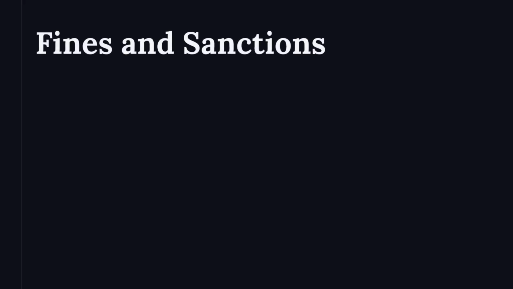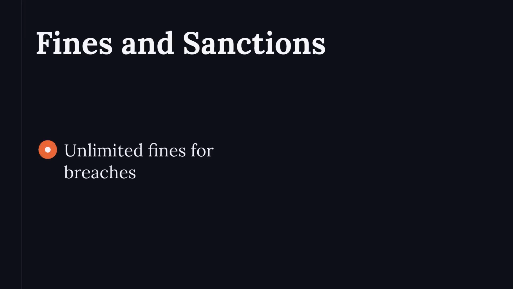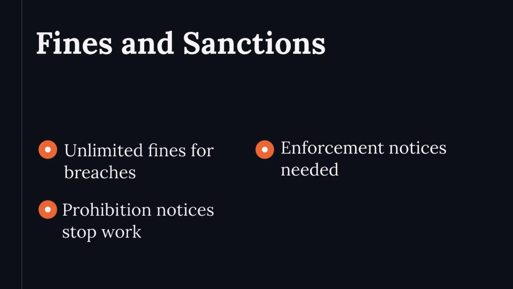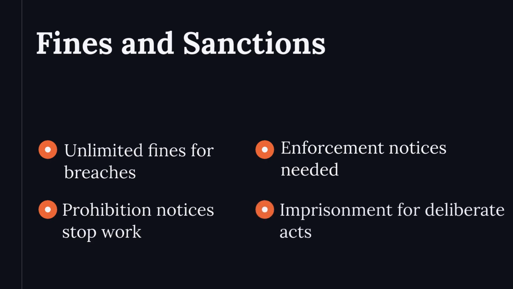Fines can be unlimited for serious breaches. Enforcement notices require compliance and cleanup. Prohibition notices halt operations until compliance is met. Imprisonment is possible for deliberate breaches. Civil sanctions offer flexible penalties without court processes.